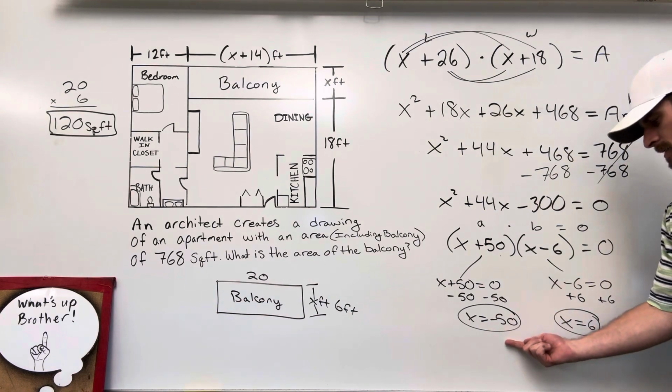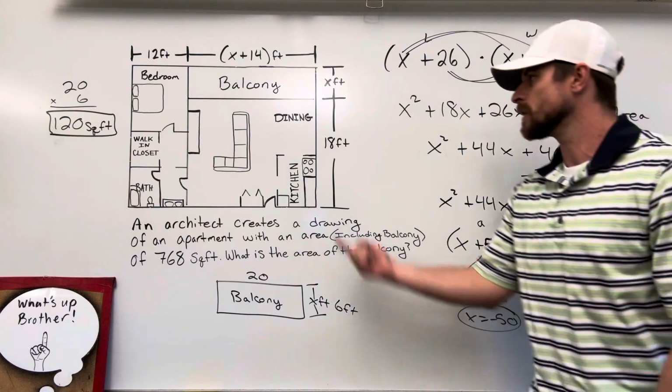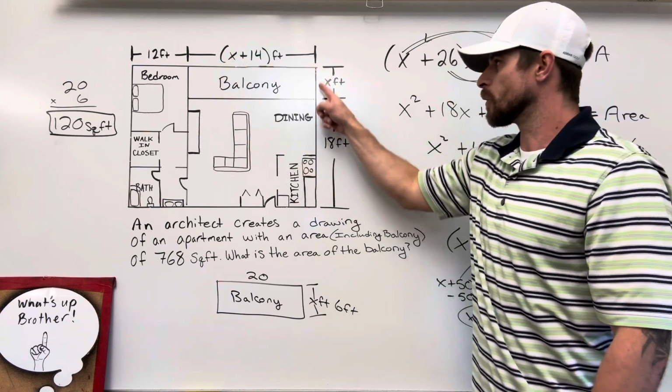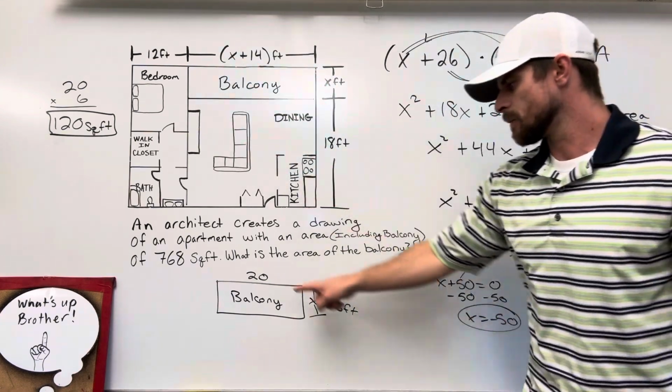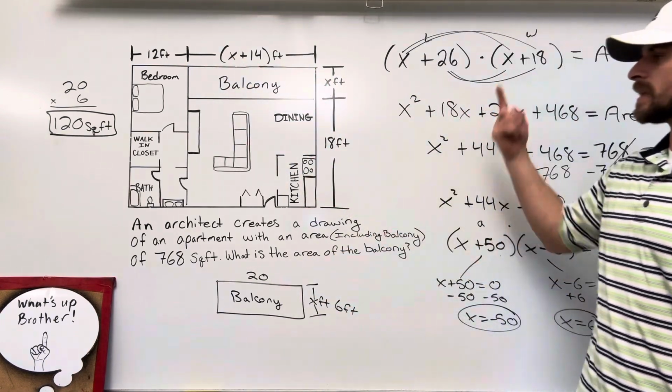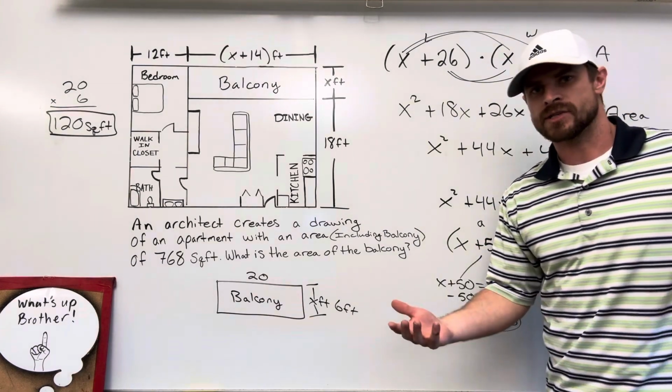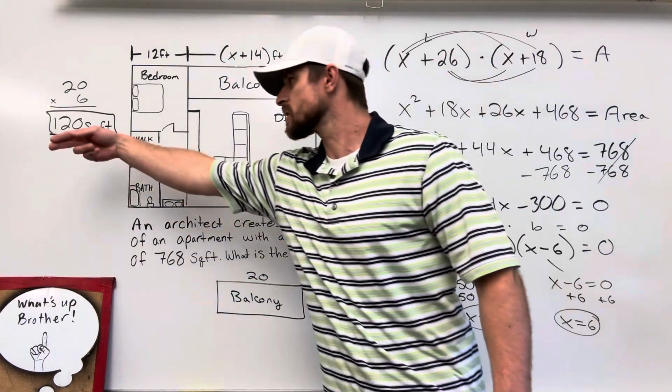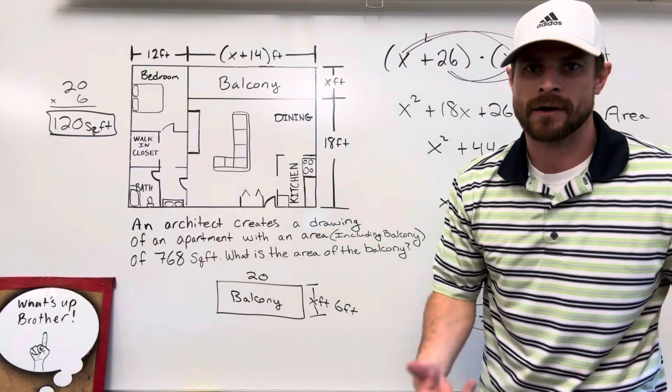This one doesn't make sense at all. So we use that value in x and x for these dimensions. And then we just multiply length times width again like we did at the start. But now we have just numbers. So it makes it a lot easier for us to just get a value for the balcony square footage.